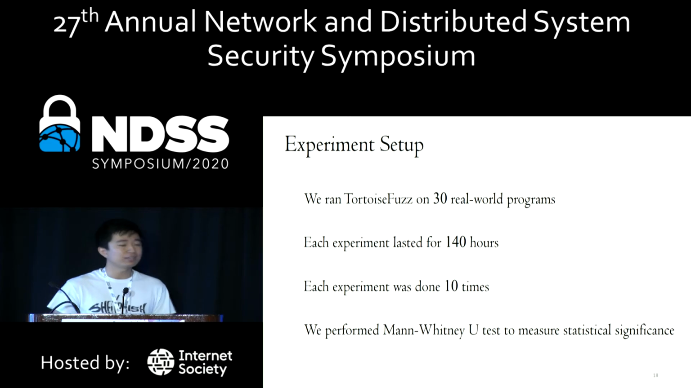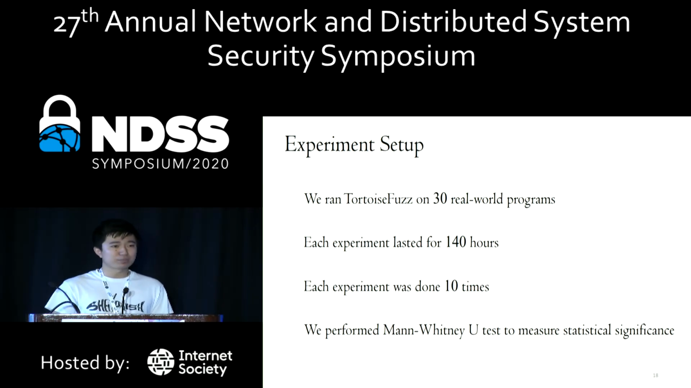But what do we gain? So we need to do evaluations. Here, we ran TortoiseFuzz on 30 real-world programs, and all these programs are extracted from previous work, not randomly, but from previous work. But instead of using the specific versions used in previous work, we pulled the latest version. And as suggested in previous work, we ran each experiment for 140 hours to observe the performance over time.